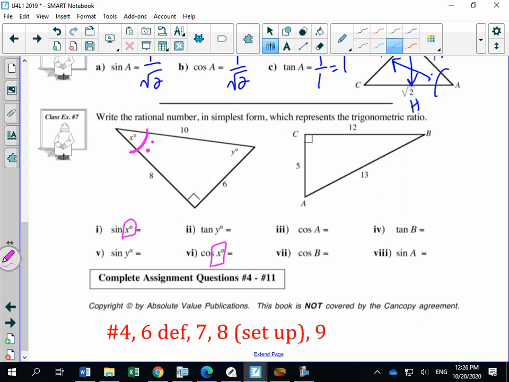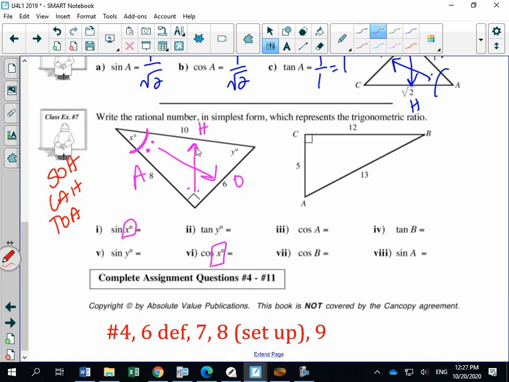That means that X gets the eyeballs. This would be opposite. This would be hypotenuse. And this would be adjacent. Writing my 3 trig ratios, so TOA, the sine of angle X. What would the sine of angle X be?